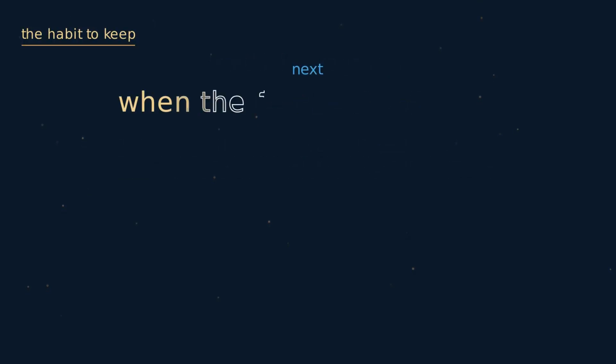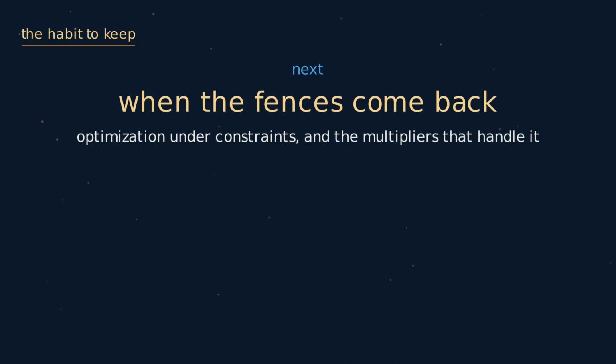Next time, we put the fences back up. When you are not free to roam, the gradient no longer has to vanish at the best point, and a new idea takes over: multipliers. See you there.